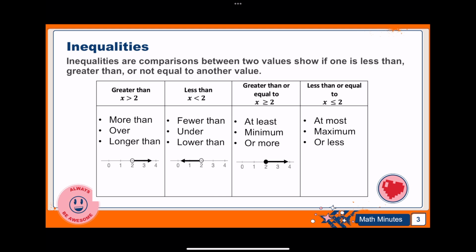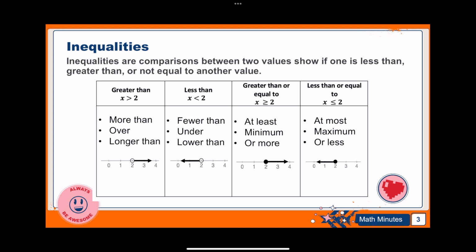With less than or equal to, we see words like at most, or maximum, or less. So if you have a maximum of 2, that means you could have 2 or you could have less than that, right? You could have 1 or 1/2 or even negative values. So my circle goes at 2, but because 2 is a solution to that, 2 is less than or equal to 2, my circle is filled in.